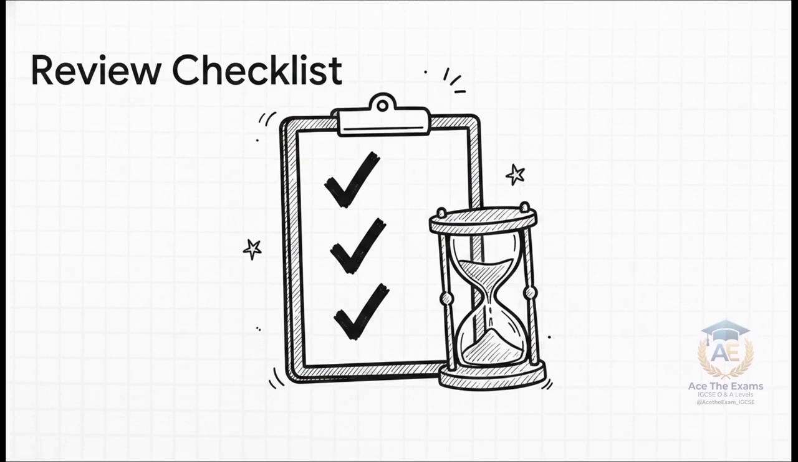Number 3, ensure justified recommendations. Go to your evaluate questions. Did you actually answer the command word with a firm, evidence-backed conclusion that considers both sides? This checklist is your ultimate safety net.